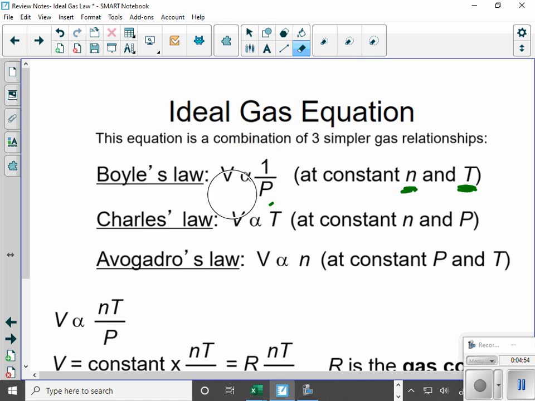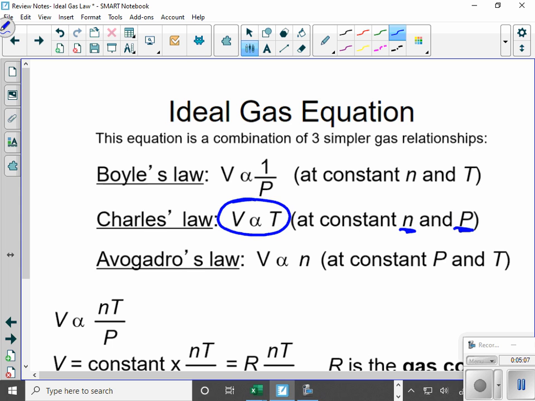Charles' law is the second one of the simpler ones. And Charles said that if I have a constant number of moles at the same pressure, the volume and the temperature are directly proportional. So if the volume goes up, the temperature goes up. If the volume goes down, the temperature goes down.